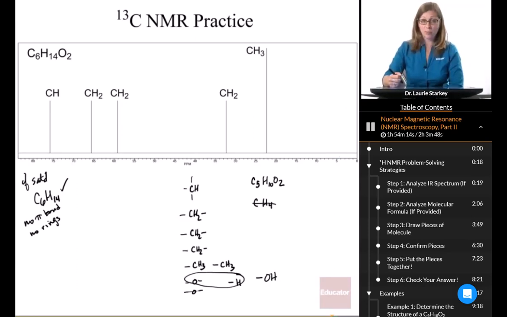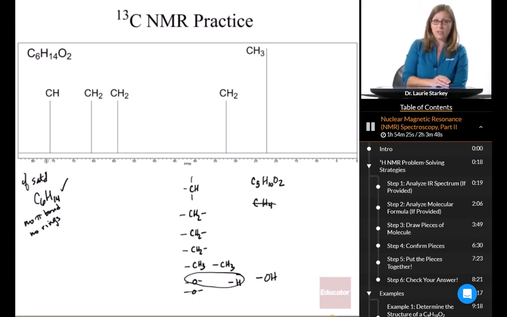Okay, so let's start putting them together. We have some oxygens to play around with. Who do you think is attached to an oxygen? Which of these pieces does it look like are attached to an oxygen? Looks like we have a CH and a CH2 and a CH2 that are all pretty far downfield. Okay, so I think these all have oxygens attached.